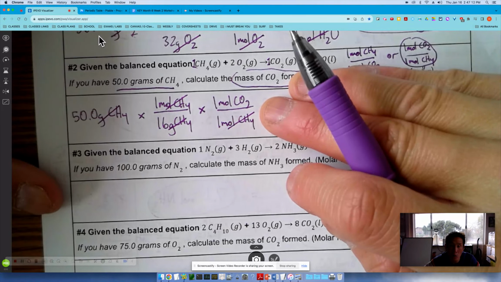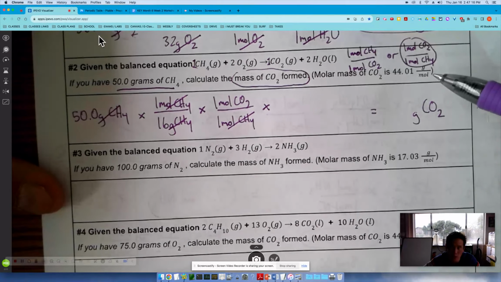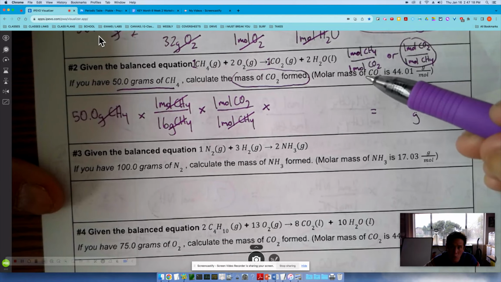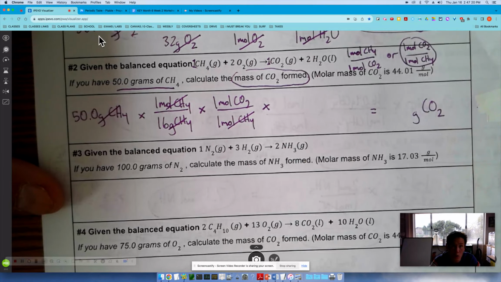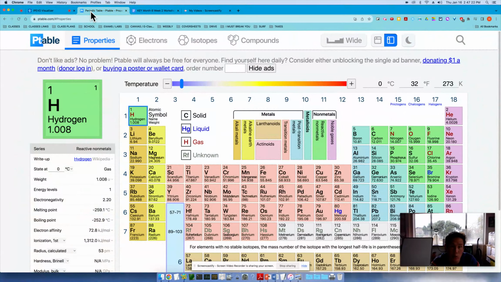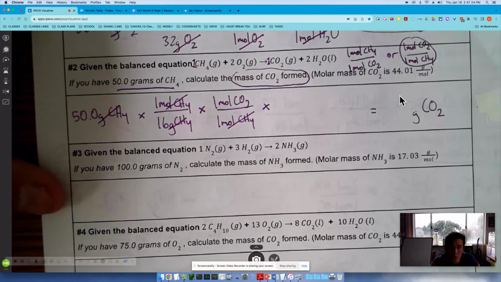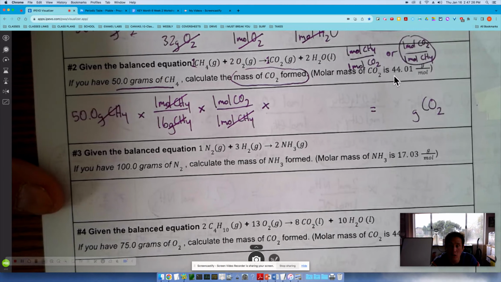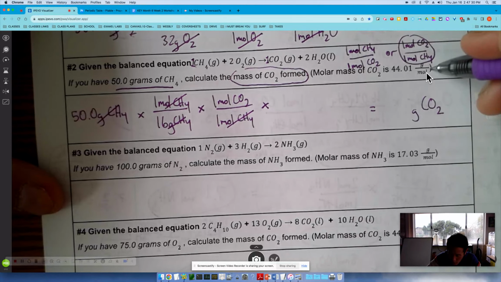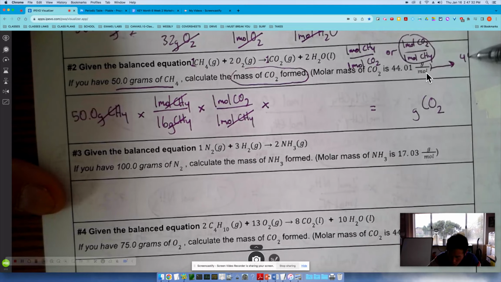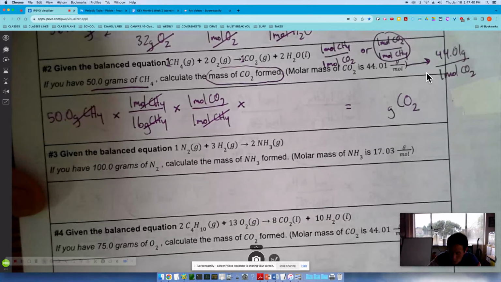I'm going to use the molar mass of CO2. That was what was given to me right here. Otherwise, I would have had to do that whole thing with the periodic table, but I don't have to here. The molar mass of CO2 is 44.01 grams per mole. What that translates to is that 1 mole of CO2 weighs 44.01 grams.